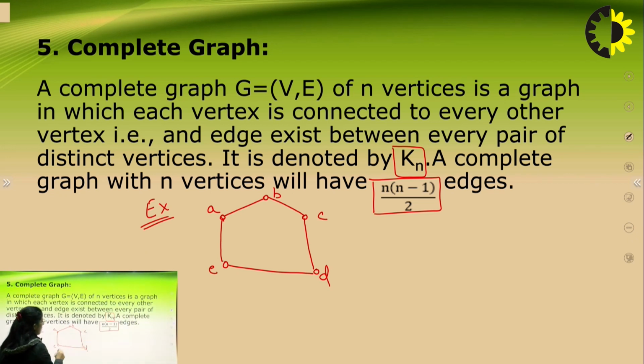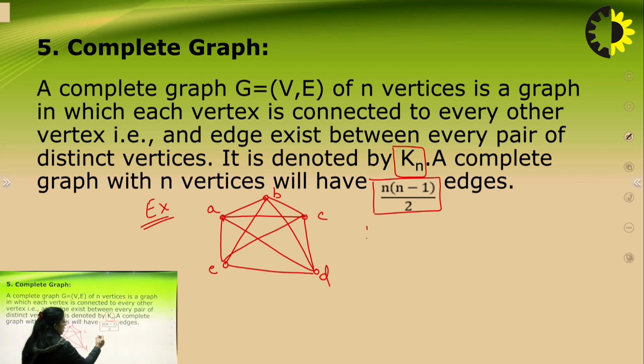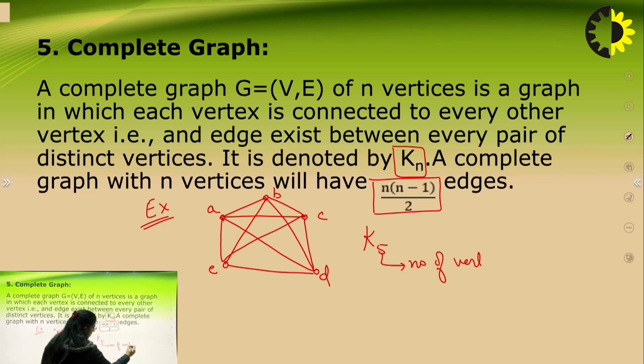Then in this case, for a complete graph, every vertex is connected to every other vertex. So this is the complete graph, and this can be represented using K5. 5 represents the number of vertices in the complete graph. For this particular structure, we can write the name as K5.